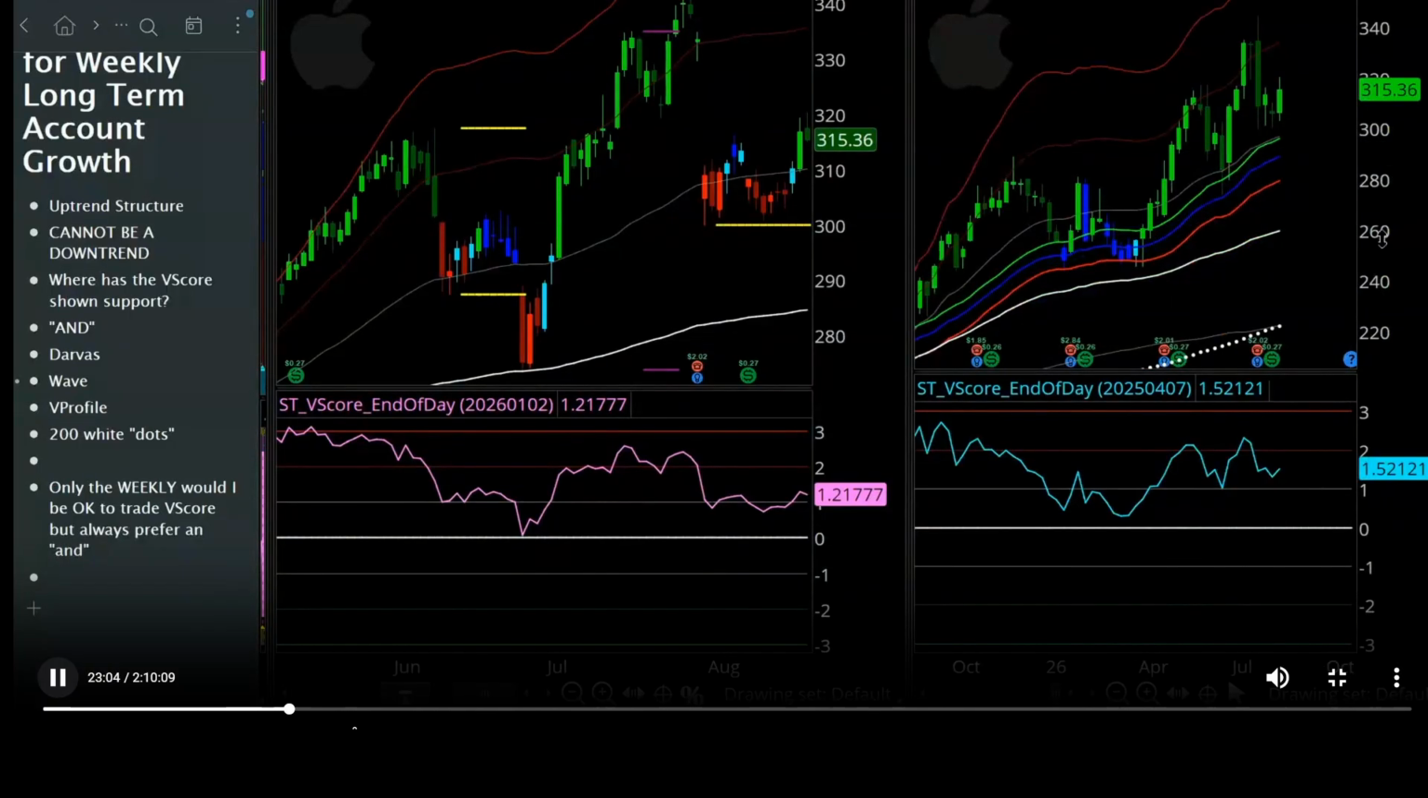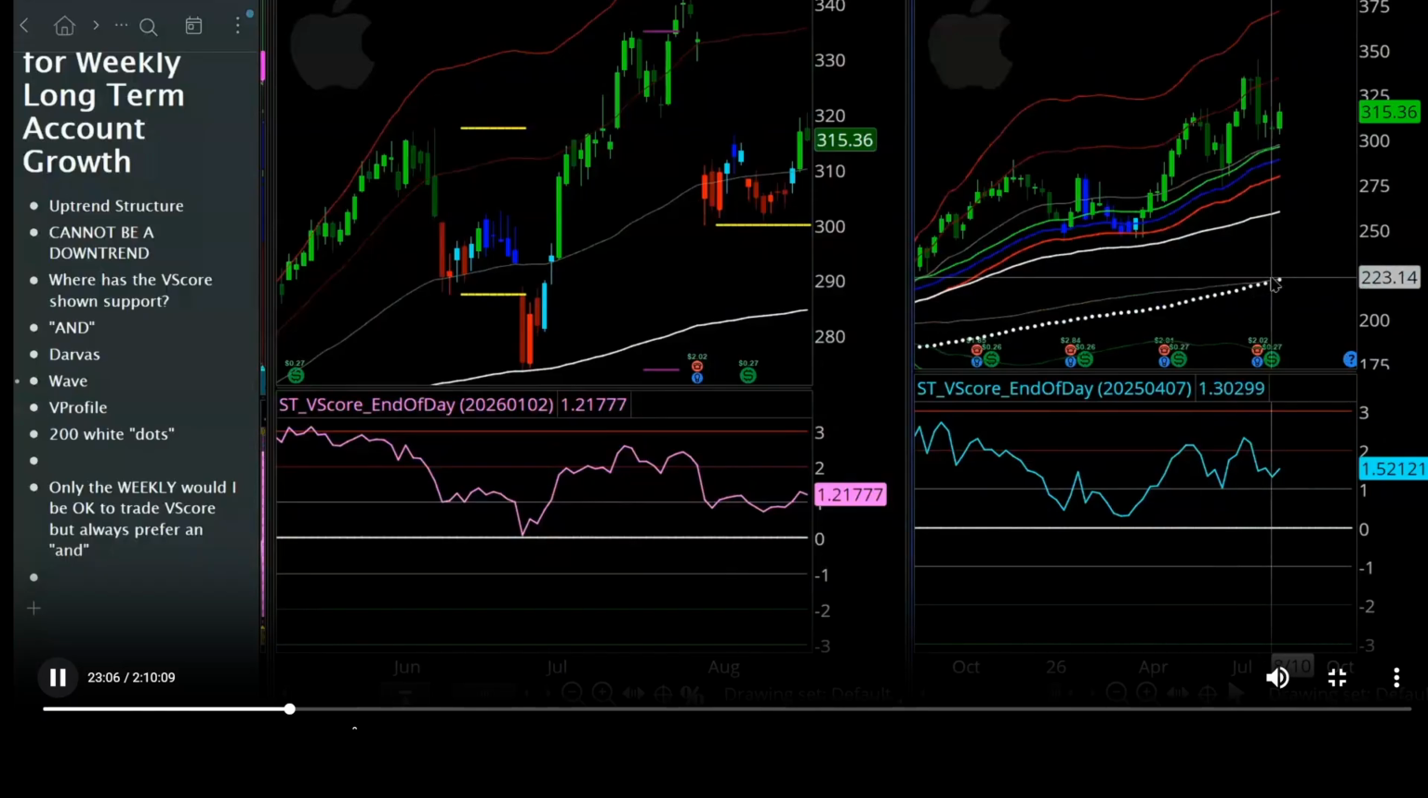And you can see, is Apple above the white dots? Absolutely. Okay. So the white dots can not only be a level from which to buy, but the white dots can also be something you can confirm with the VScore. All right. Okay. So that's really, when it comes to weekly, that's really it. The weekly is pretty uncomplicated.